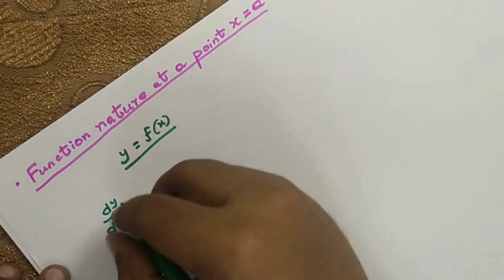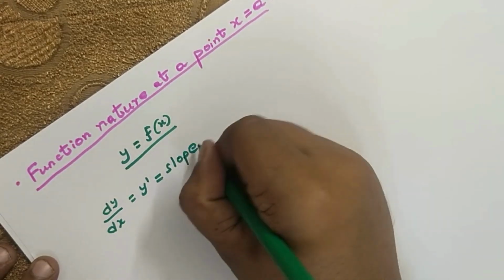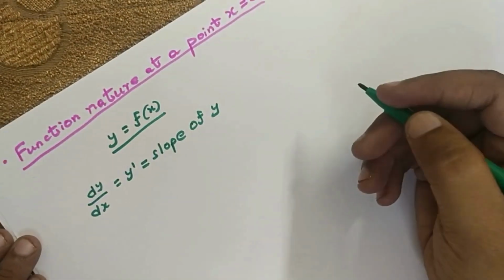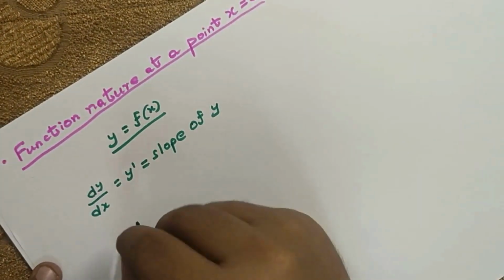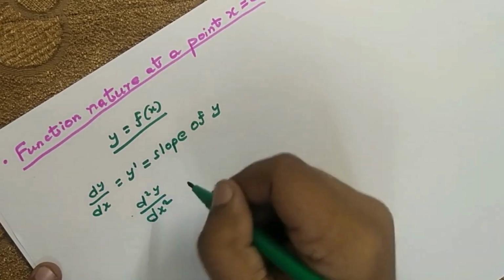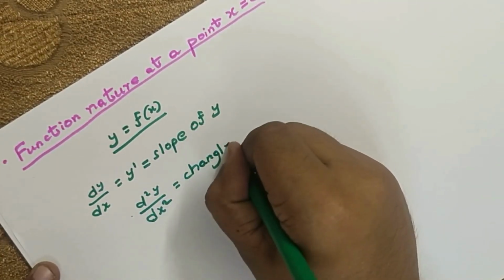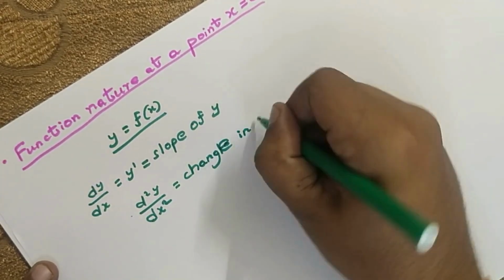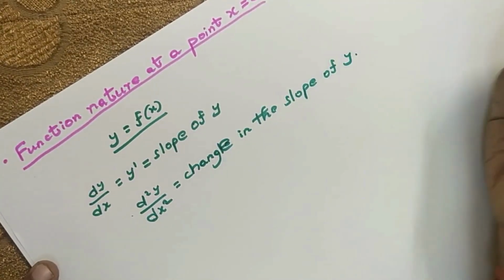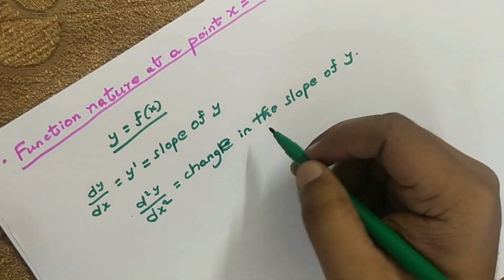So dy by dx is a slope, which is equal to y dash, the slope of the function y. To know the function nature, we also have to consider another parameter, that is d square y by dx square. This is called the change in the slope of y. If dy by dx is the slope of y, then d square y by dx square is the change in the slope of y.